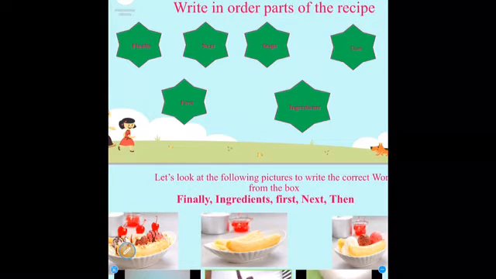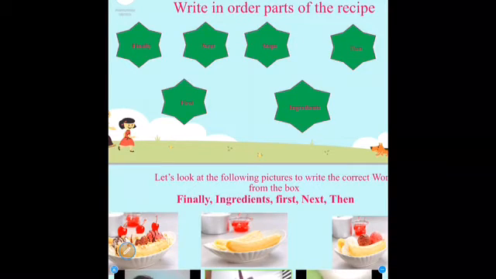The number one. First, okay. Then, what is the next one? After first, what goes? Then, next, and finally. Yes? So the number one is ingredients. The number two is steps. The number three, first. Number four, then. Number five, next. And the number six is finally.